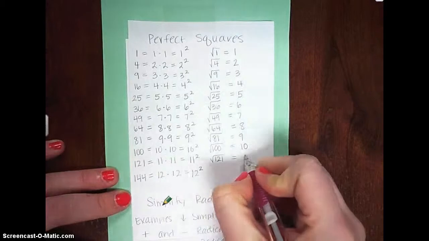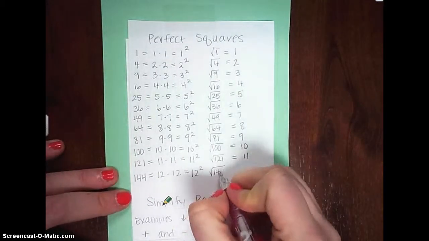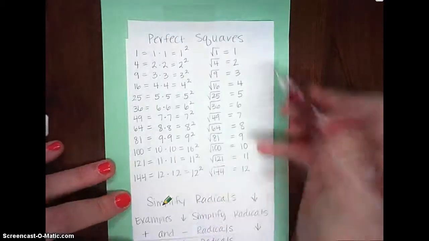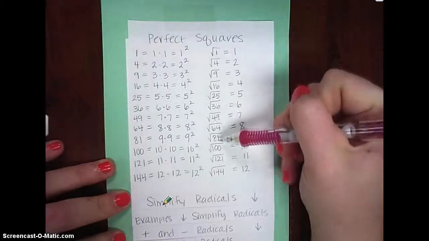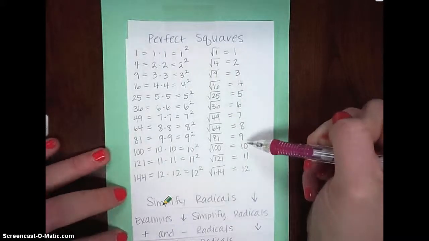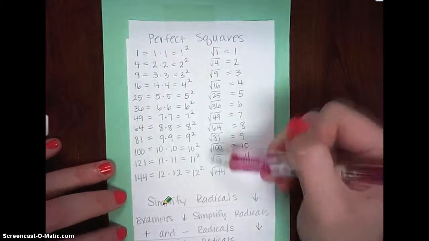Square root of 121 is 11. And the square root of 144 is 12. Okay, so when we're doing radicals, this is more likely what you're going to start with, this radical, and then you're going to get to an answer like this. So that's why I want you to make sure you have this list on your perfect square notes.